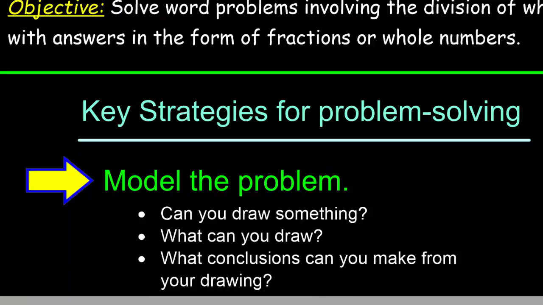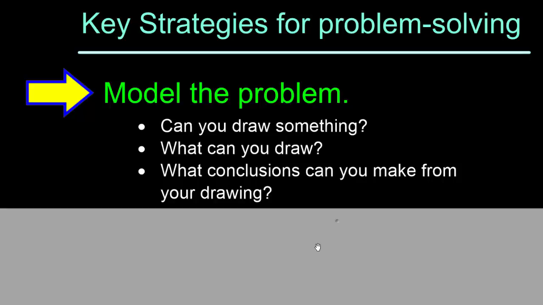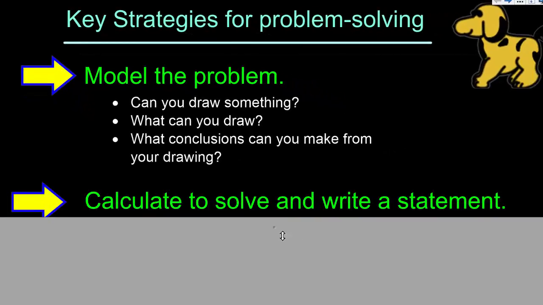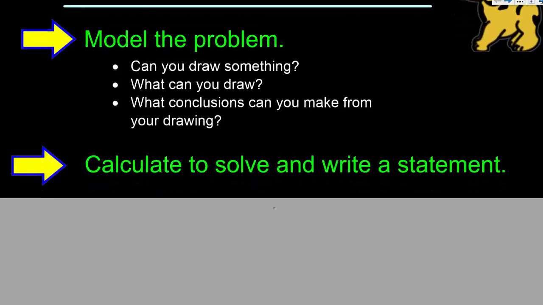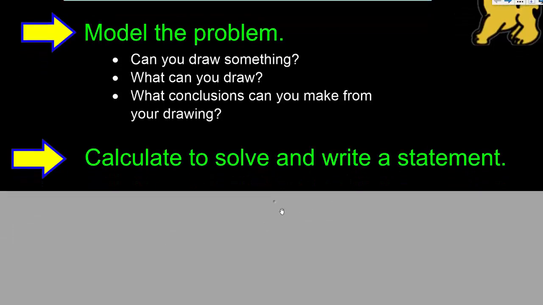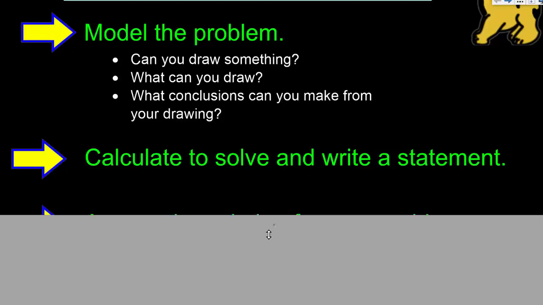So by modeling the problem that you're working on, is there some way you can show a conclusion that such a quantity equals this, or whatever the problem may be asking you? And then next, another key strategy for success in problem solving is to calculate, to solve, and write a statement. It may be any kind of response to a question, like so many students can eat so much pizza, because it's a way of showing a better understanding of the problem.